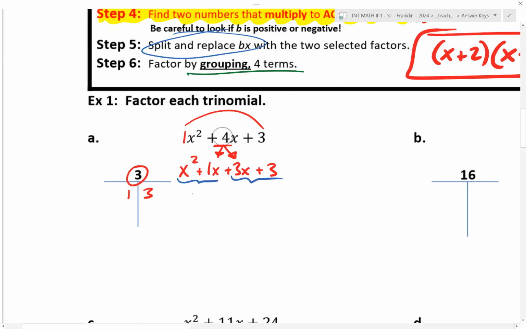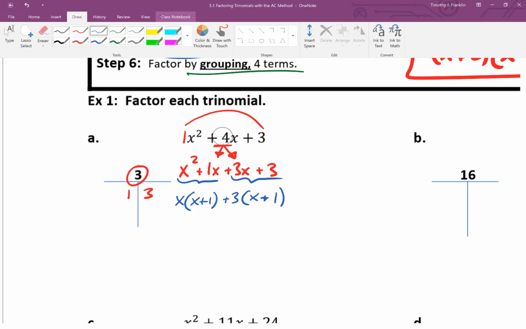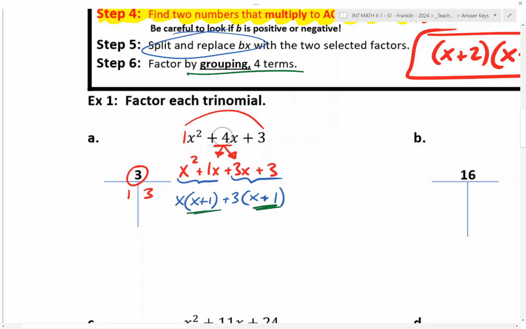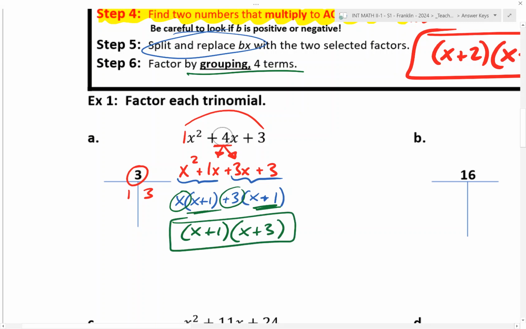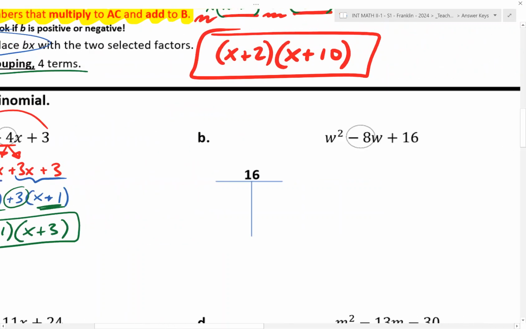Now we factor by grouping. Take out an x, that's x plus 1 left over. The next set we can take out a 3. Again, x plus 1 is what's left. And then for our final answer here, x plus 1 is the first part of our answer, and then x plus 3. And there's our factored form. So again, we are just going backwards through that distributive property. We just have to figure out which 2 numbers to split the middle term into.